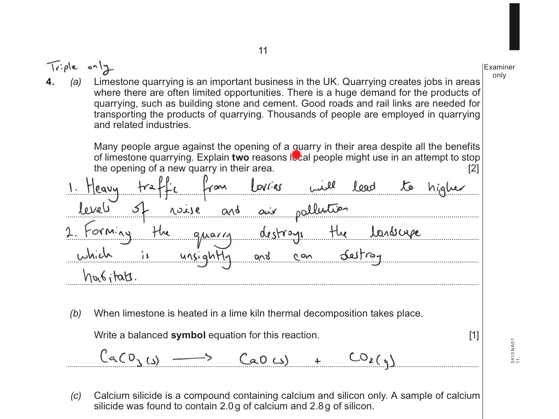Many people argue against the opening of a quarry in the area, despite all the benefits of limestone quarrying. Explain 2 reasons local people might use in an attempt to stop the opening of a quarry in the area. First one, we've got heavy traffic, which will lead to levels of noise and air pollution. And 2, the formation of the quarry destroys the landscape, which is unsightly and can destroy habitats.